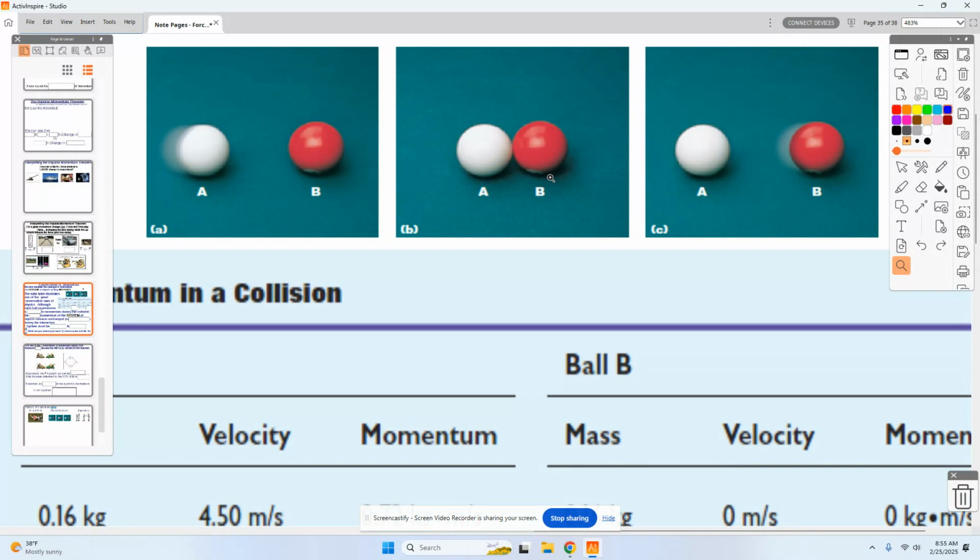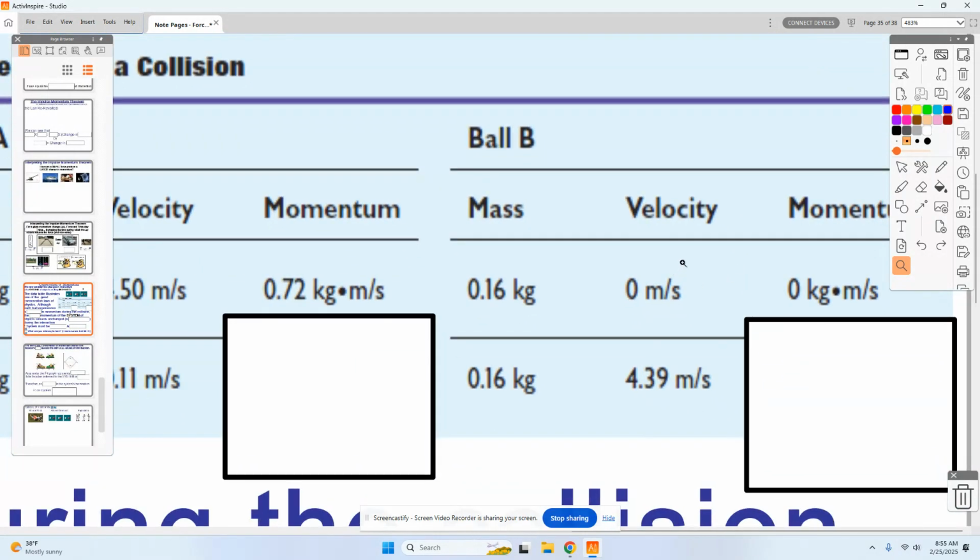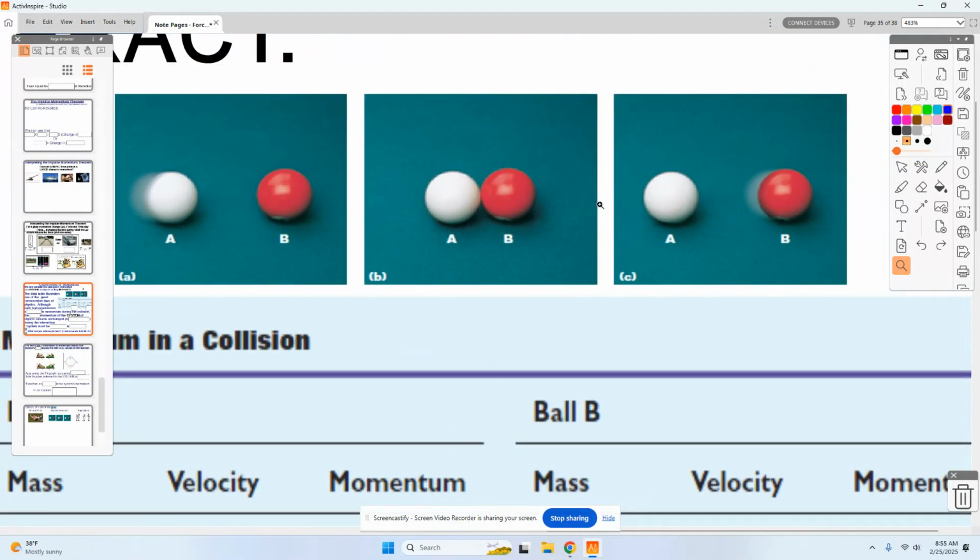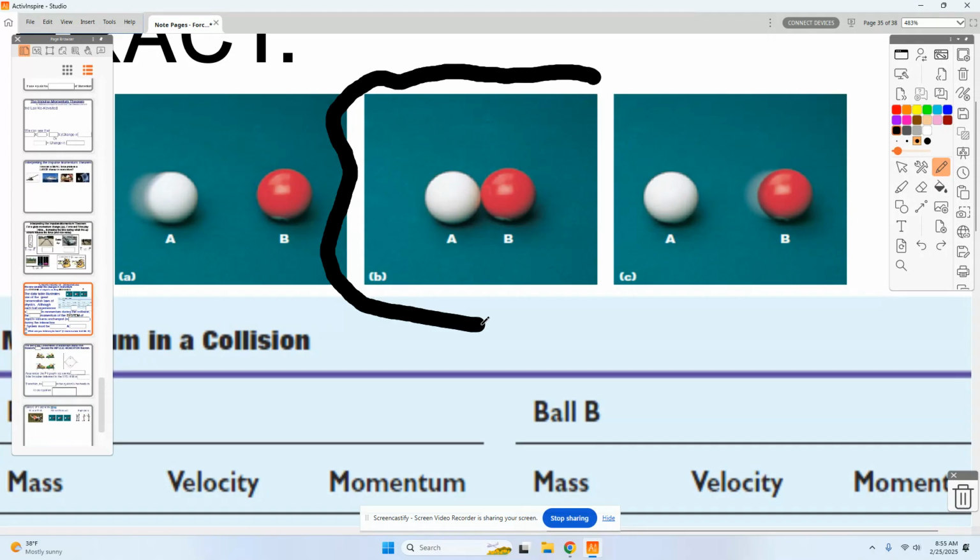Now below there's a data table, and I'm not so concerned about the data table just yet, showing you what happens to those speeds. What I'd like to do is consider what happens during this portion right here. So I want to focus in on the contact forces that occur during that collision.